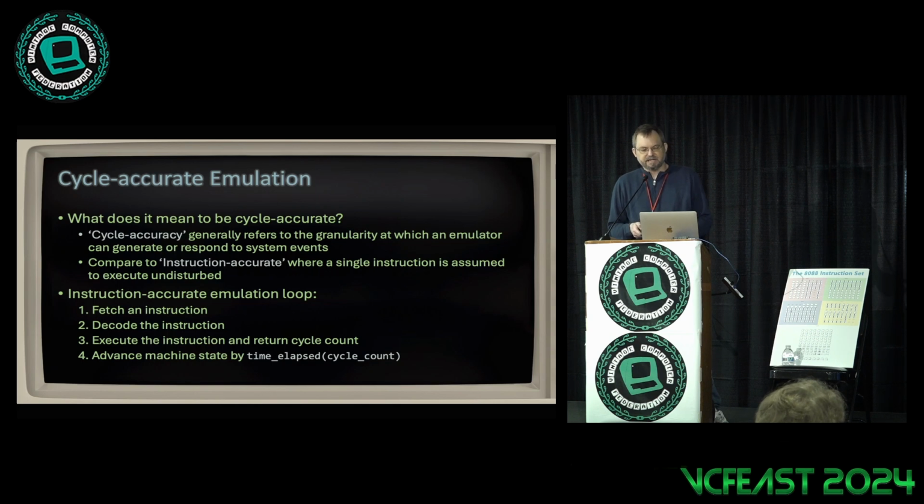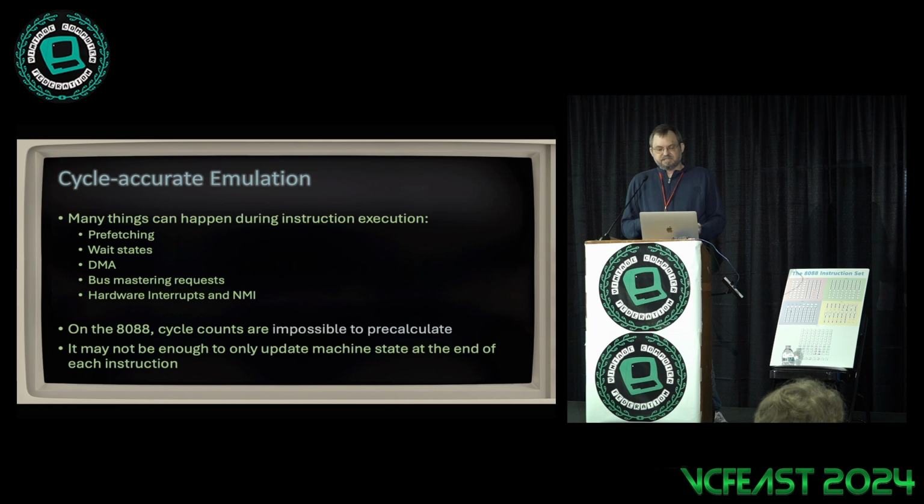So if you have an instruction accurate emulator, your loop might look like: fetch an instruction, just read it from memory, decode the instruction into whatever format you want, and then execute the instruction. And then you return some cycle count. That could be just made up, an estimate. It could come from a table, something you read in the Intel manual that's probably totally inaccurate. And then you advance the machine state. So you step your bus or all your devices by some function that returns time given the CPU cycle count the instruction took. But there are some problems with doing that.